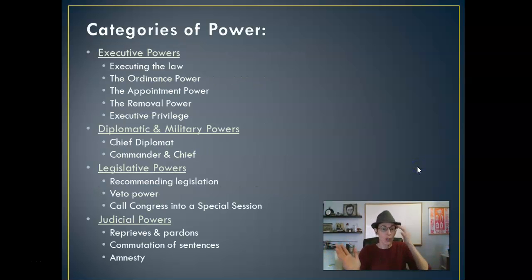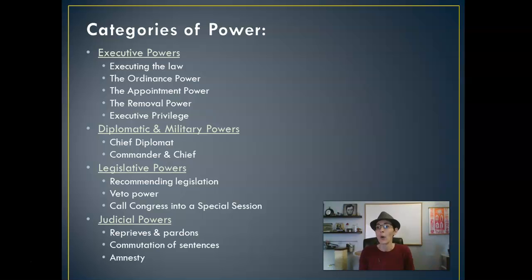So, the key powers. You have executive powers, diplomatic and military powers, legislative powers, and judicial powers. The powers of the presidency have grown exponentially since the founding of our country. Originally, the executive was designed to be very limited in scope. The executive branch was not supposed to be the star of the three branches of government. It was supposed to be the legislative branch, which comprises Article 1 of the Constitution, also known as the People's Branch.